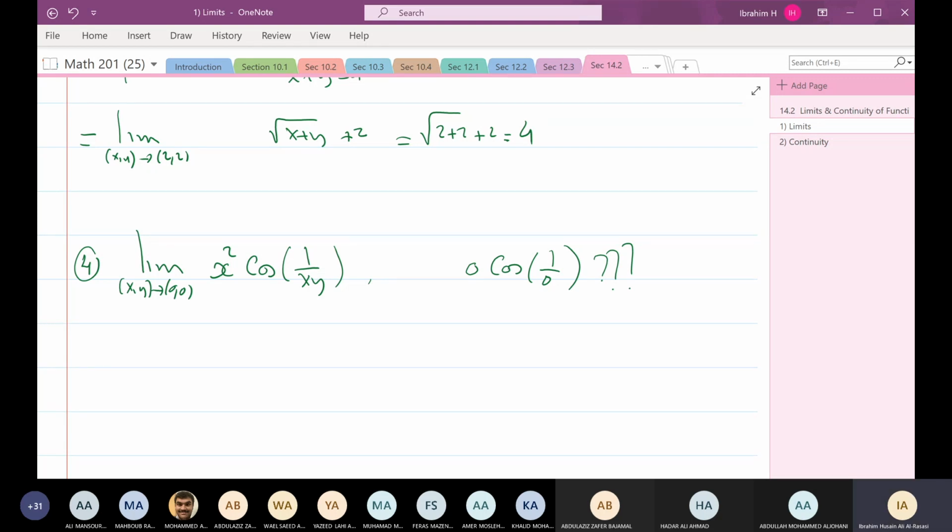You cannot factorize. You cannot multiply by the conjugate because there is no root. What do you do here? Squeeze theorem. Exactly. Always, if you remember in Math 101, if you have cosine and sine of a complicated function, usually we use the squeeze theorem. Just recalling what you already know.